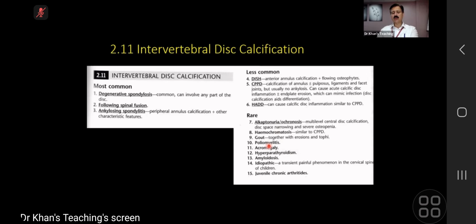In alkaptonuria, this is a disorder of tyrosine metabolism, and homogentisic acid is deposited in the spine as well as other joints. There is a bit of overlap with CPPD also at times, but the spine is more commonly involved.